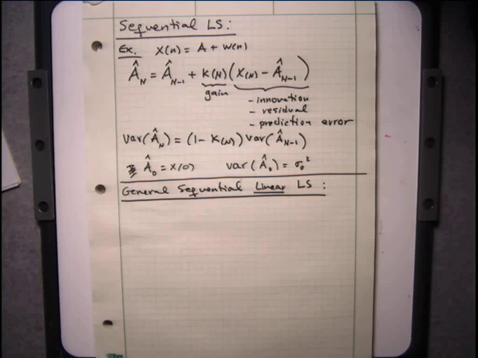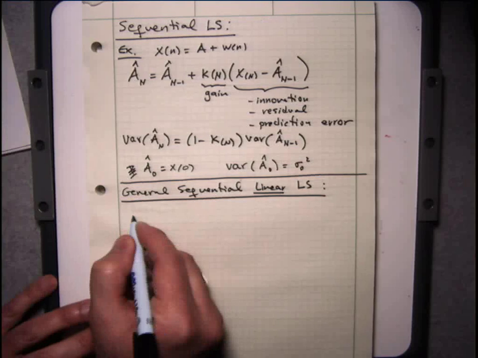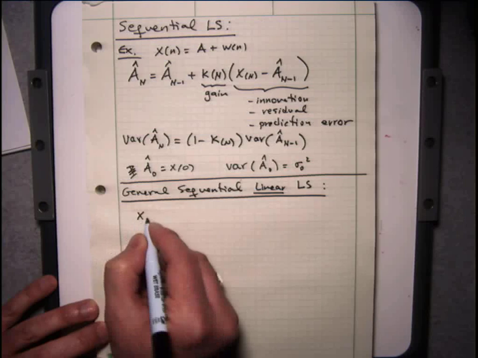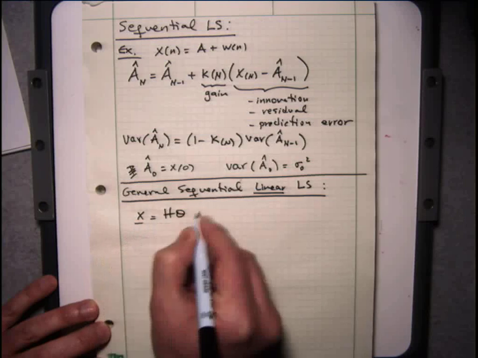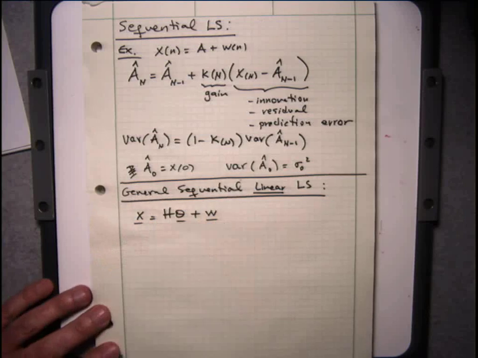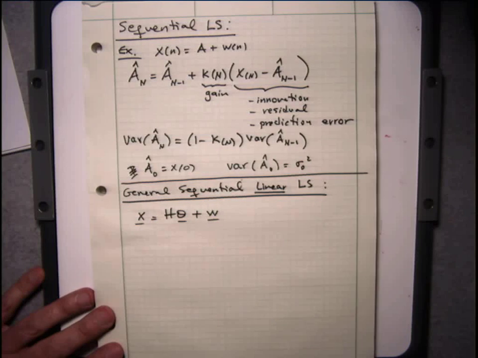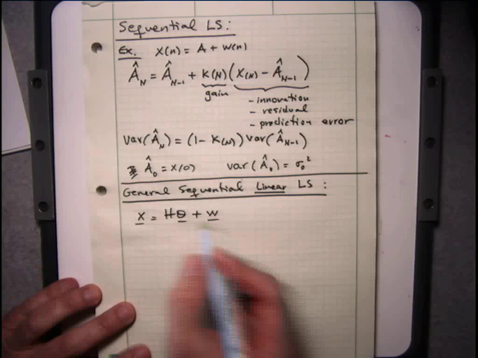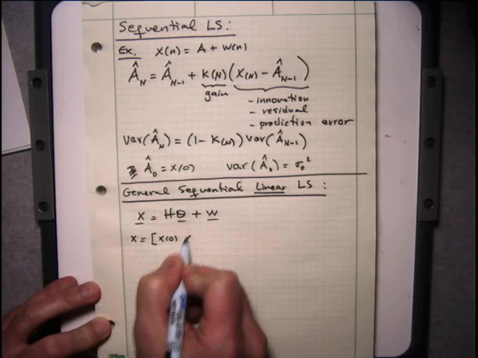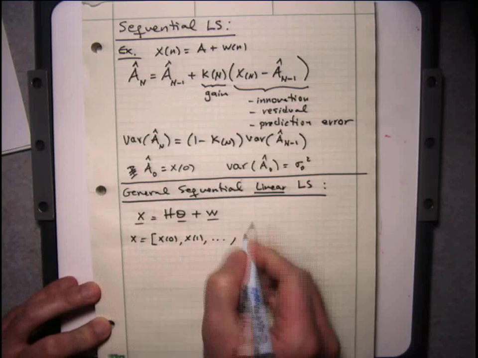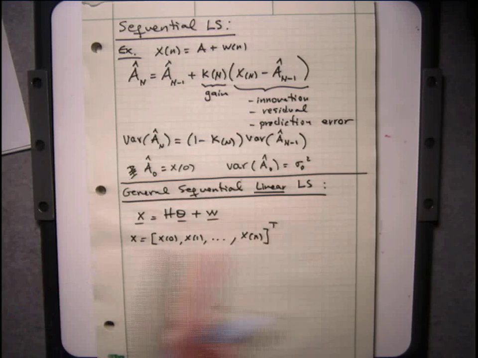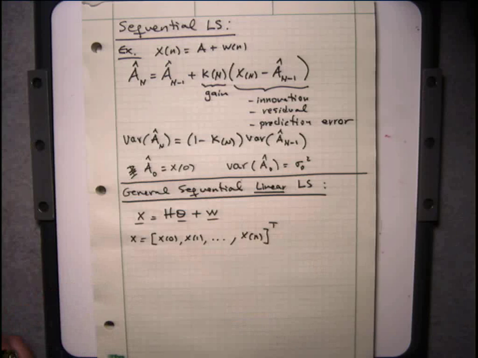So let's take the following scenario. You have some x, which is a vector, and this x is going to have some length. Let's say for the time being we write it as x of 0, x of 1, through x of n, transpose. So this is a column vector which has n plus 1 terms in it.